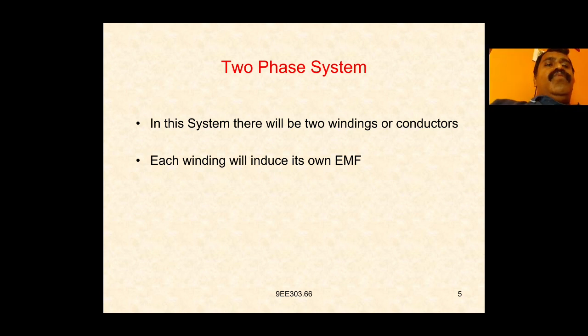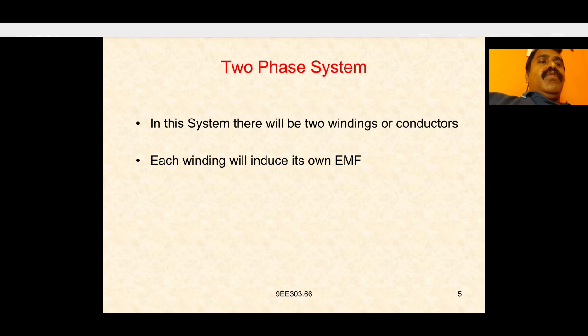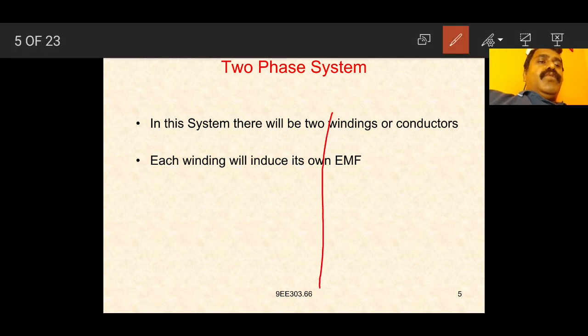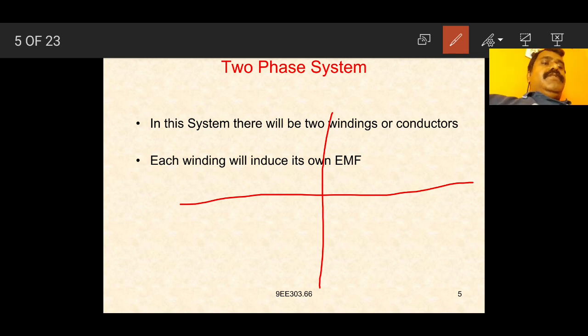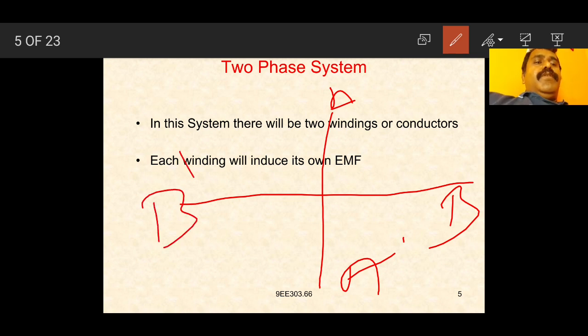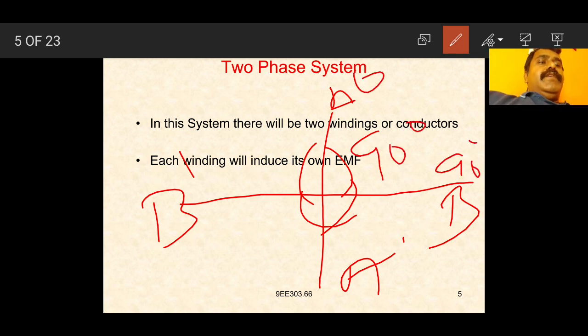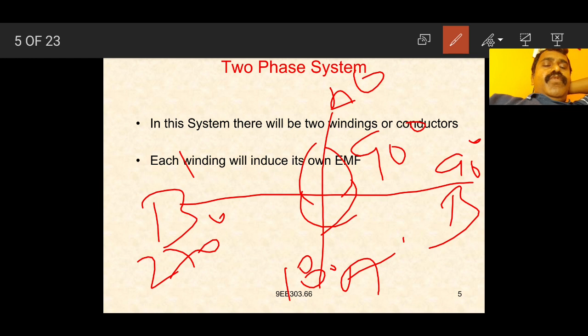The two windings or conductors can be connected, and the displacement between the two windings is exactly 90 degrees. If you assume one rotor rotates in this magnetic field, we can label the windings A and A dash, B and B dash. If I assume A as 0 degrees, B is at 90 degrees, then 180 degrees, then 270 degrees. This is a two-phase system where the two windings are connected, displaced exactly 90 degrees.